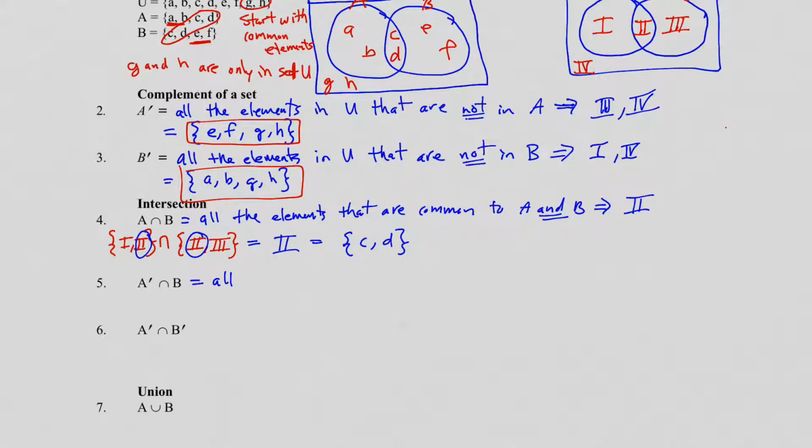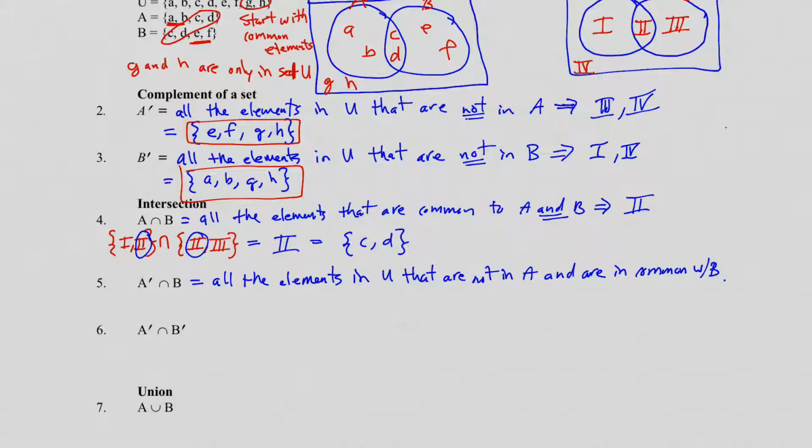So all the elements in U that are not in A and are in common with B. That sounds kind of confusing. So why don't we do the formal way of expressing each of these?